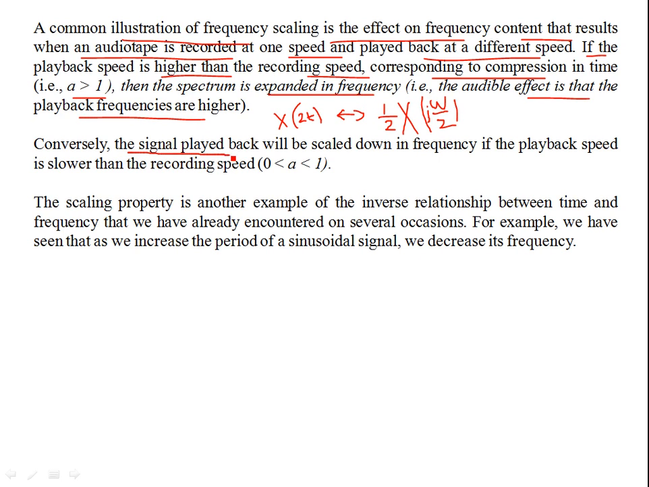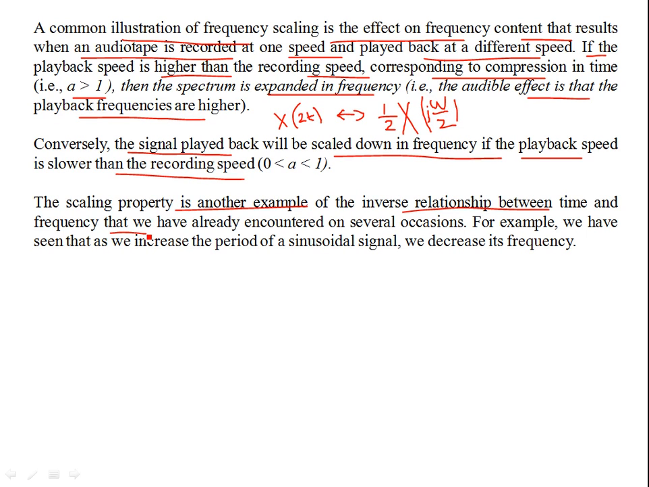Conversely, if the signal is played back scaled down in frequency, so if the playback speed is slower than the recording speed, for example t by 2, then you will have x of twice omega. Okay, the idea is the same. The scaling property is another example of the inverse relationship between time and frequency.